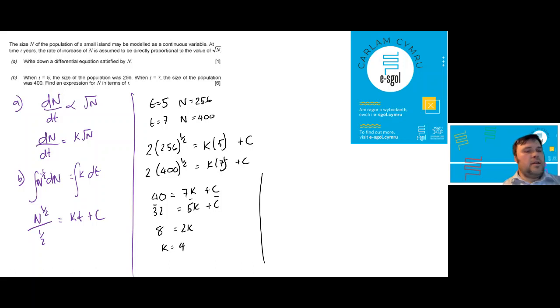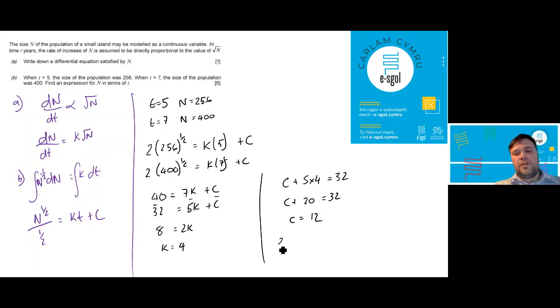And over this side, if I have c plus 5 times 4 equals, what was that, 32? C plus 20 equals 32. C is equal to 12.